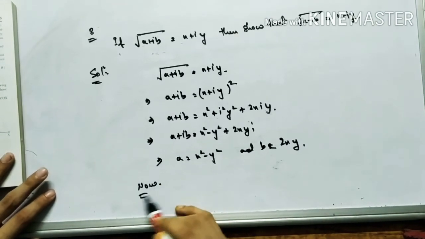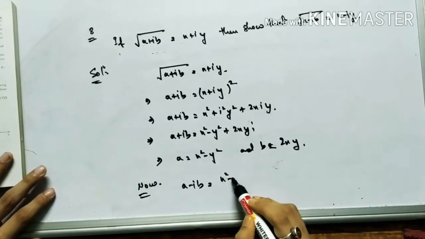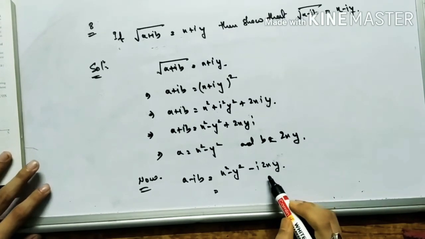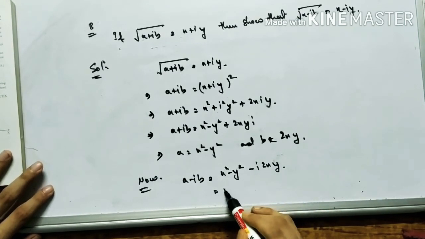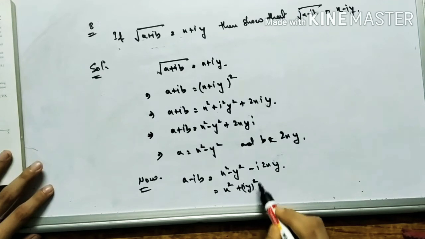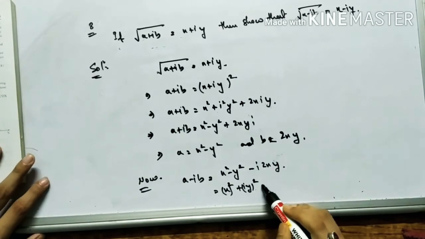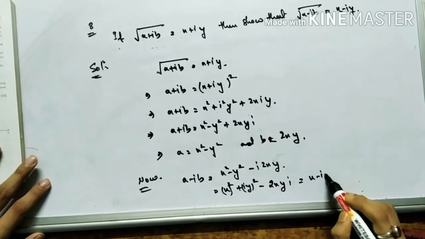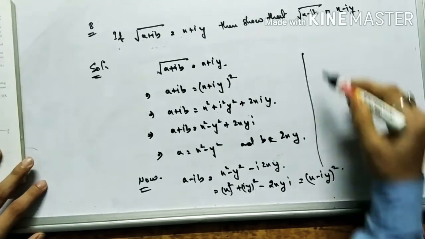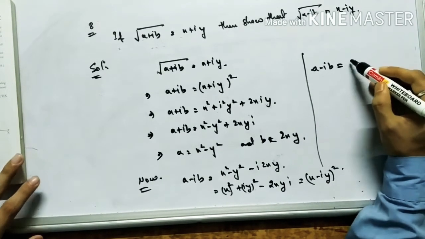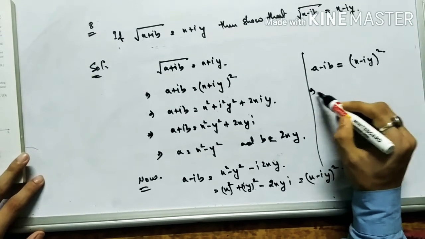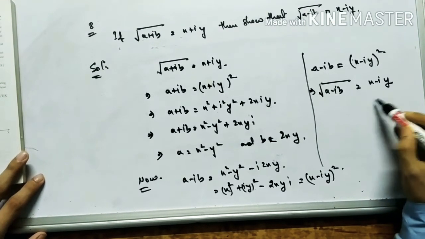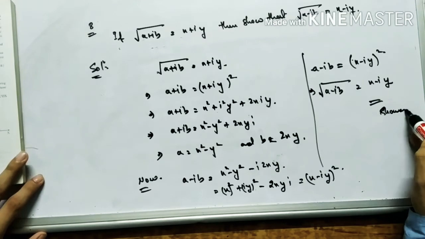So now a minus ib will be x square minus y square minus 2xyi. I can write this whole thing as x the whole square plus iy the whole square minus 2xyi. So this became x minus iy the whole square. So what I got here is that a minus ib is equals to x minus iy the whole square. Now taking square root both sides, I will get root over a minus ib is equals to x minus iy, and this is what we had to show.